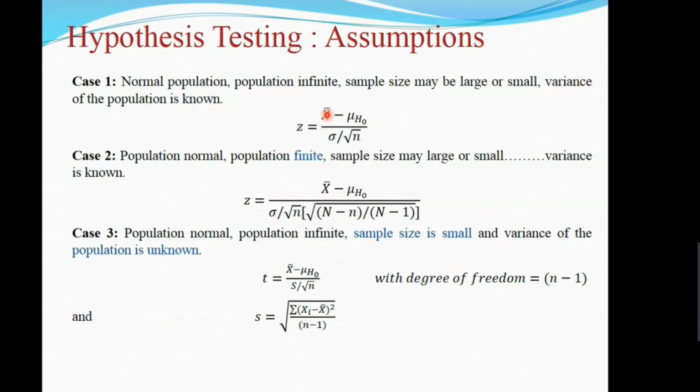So z equals x bar, that is the mean, minus the hypothesis mean, whatever we have taken, divided by sigma by square root of n. N is the number of data points, the size of the population. So you have to calculate this. I hope it is clear. And if the population is finite, for this case we have this formula. Okay, clear?